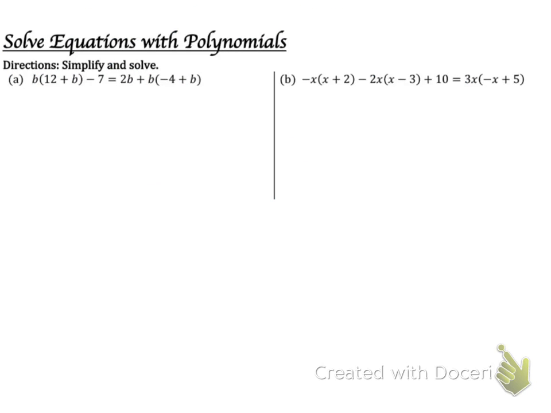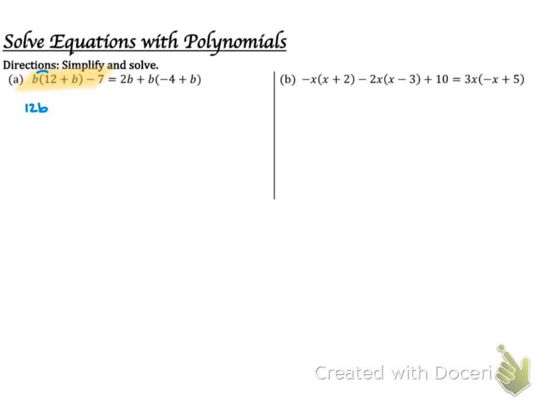Now we're going to look at solving equations with polynomials. We've done this before. The only difference now is that we're going to need to do some distributing, and there might be a few more terms than we're used to. So first I'm going to start with A. I'm going to first simplify the left-hand side. So we're not even going to worry about the right-hand side right now.